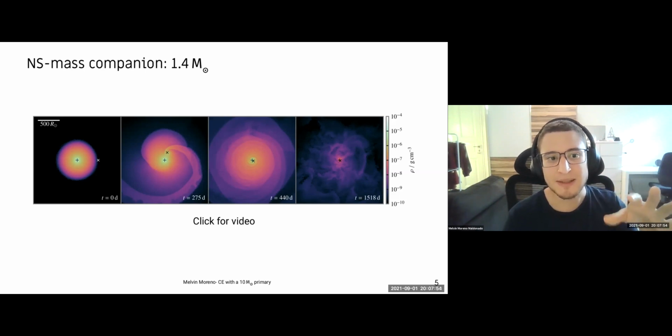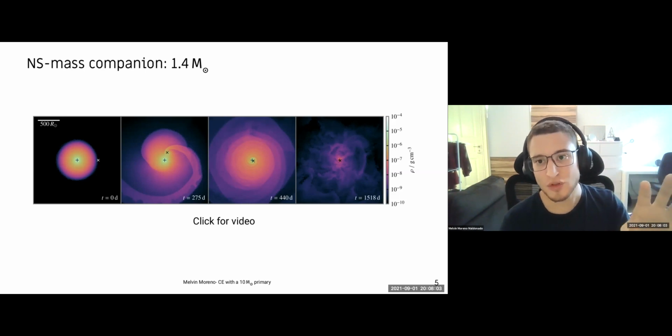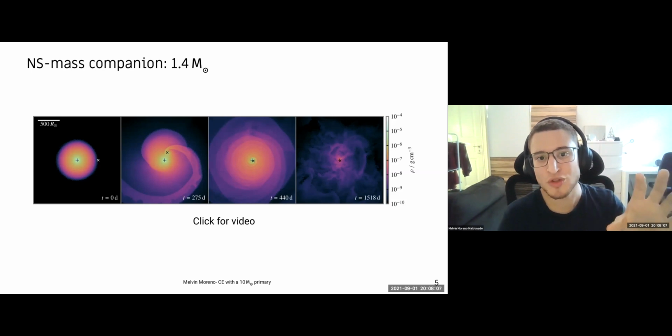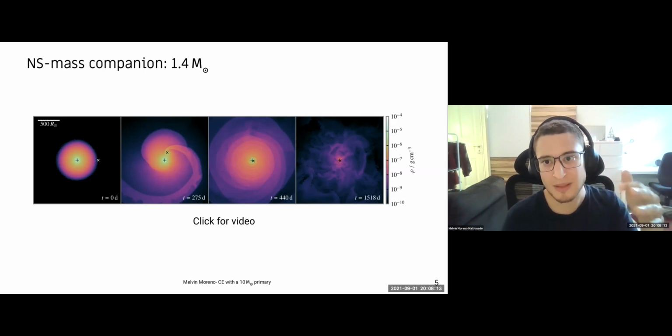In any case, even if I don't know the exact numbers, just have in mind that the envelope that I'm showing here is 7 solar masses, and the amount of mass that the neutron star could accrete would be very small. In the case of the black hole, I cannot answer, but I suspect that it would be very similar.